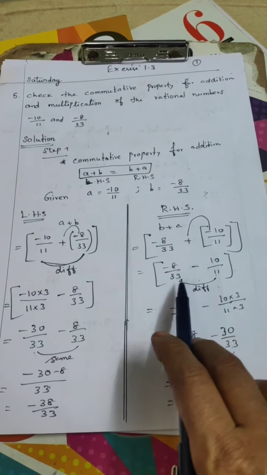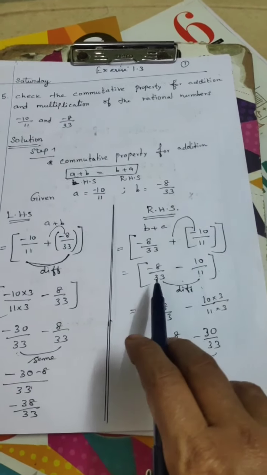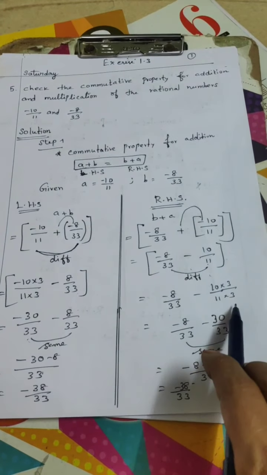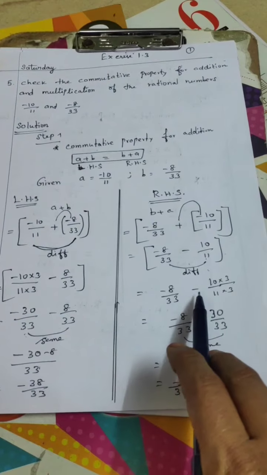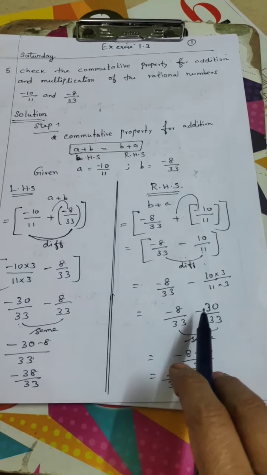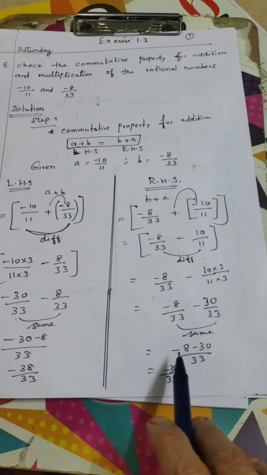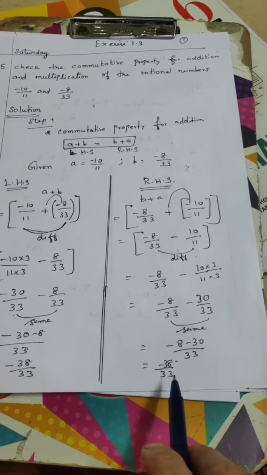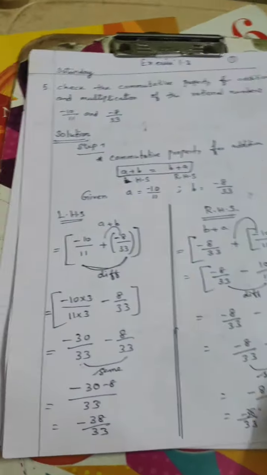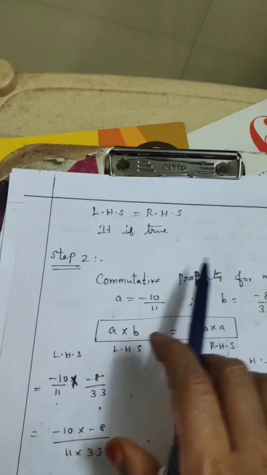11 3s are 33, the 11th table comes to 33. So 1 11 is 11, 2 11s are 22, 3 11s are 33. So here, where is 11? That numerator and denominator you multiply by 3. Minus 8 by 33, minus 10 into 3, 11 into 3. Minus 8 by 33, minus 10 3s are 30, 11 3s are 33. Same denominator, write it one time. Minus 8 minus 30 is minus 38 divided by 33. LHS is equal to RHS. It is true.